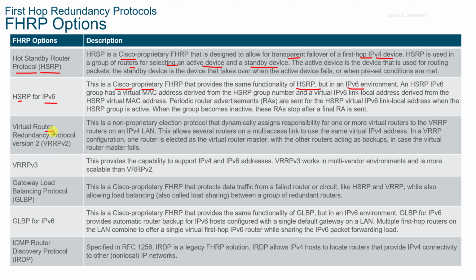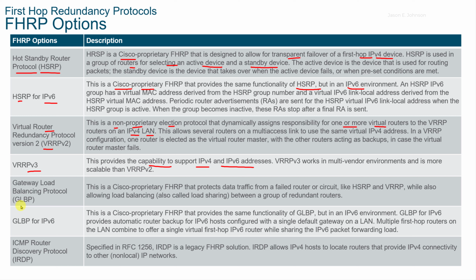And then you have Virtual Router Redundancy Protocol version 2, or VRRPv2. That's a non-proprietary election protocol that assigns responsibility for one or more virtual routers to the VRRP router on an IPv4 LAN. And then you have VRRPv3 that provides the capability to support IPv4 and IPv6 addresses.